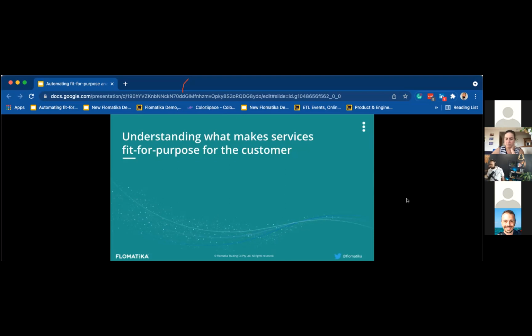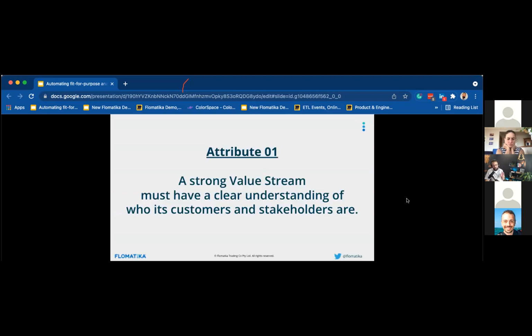All right, we're gonna have another opportunity soon, so let's keep pushing in. So let's look at this. To do this, I want to bring 4 attributes of value streams, and then understand each of those.